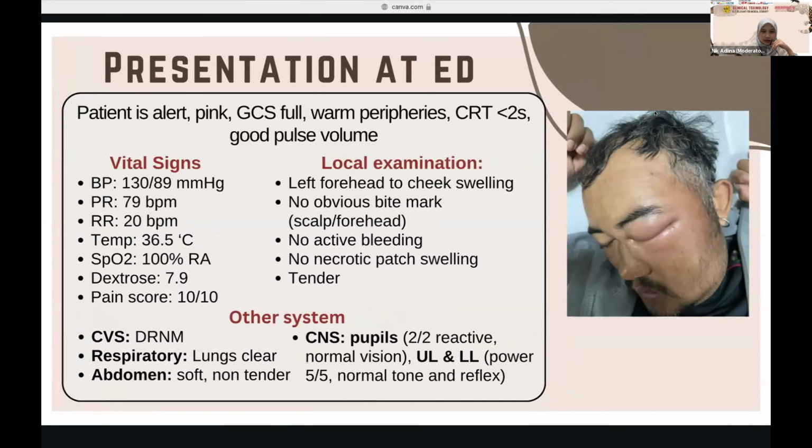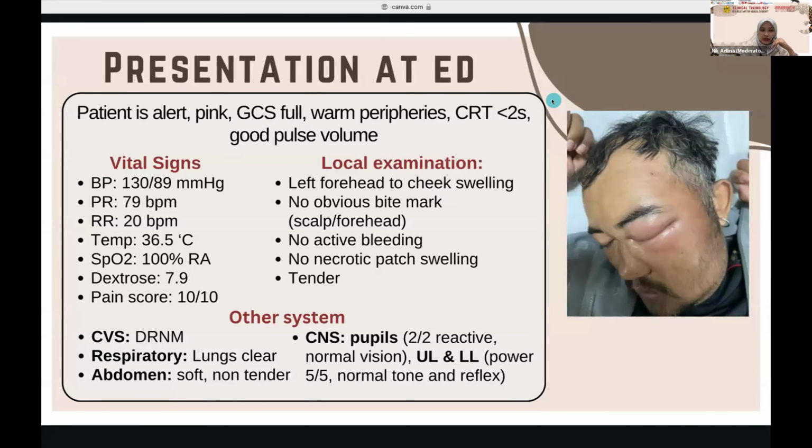The patient is alert, his Glasgow Coma Score was full, 15/15. Warm peripheries, capillary refill time was less than 2 seconds, and he had good pulse volume. His vital signs are all normal: blood pressure 130/89, pulse rate 79, respiratory rate 20 breaths per minute, temperature 36.5. He was afebrile. Oxygen saturation was 100% under room air. Dextrose was slightly high, 7.9, and pain score at that time was 10/10, which is severe.